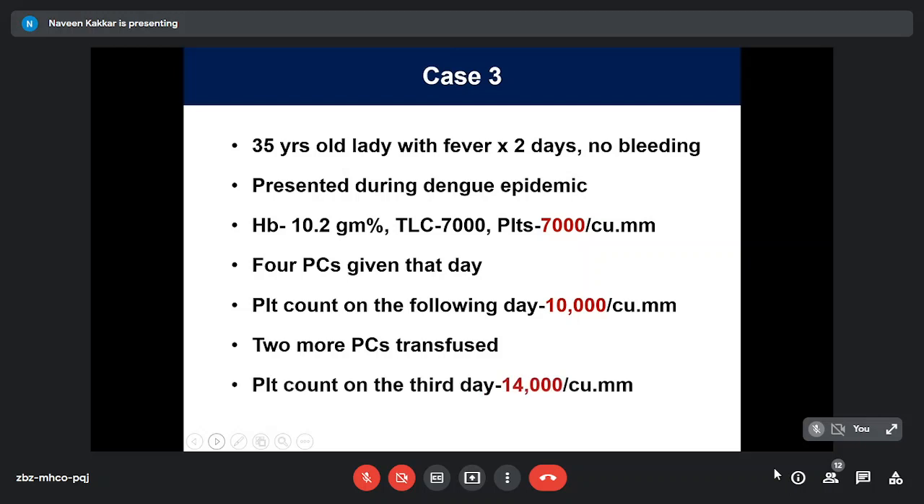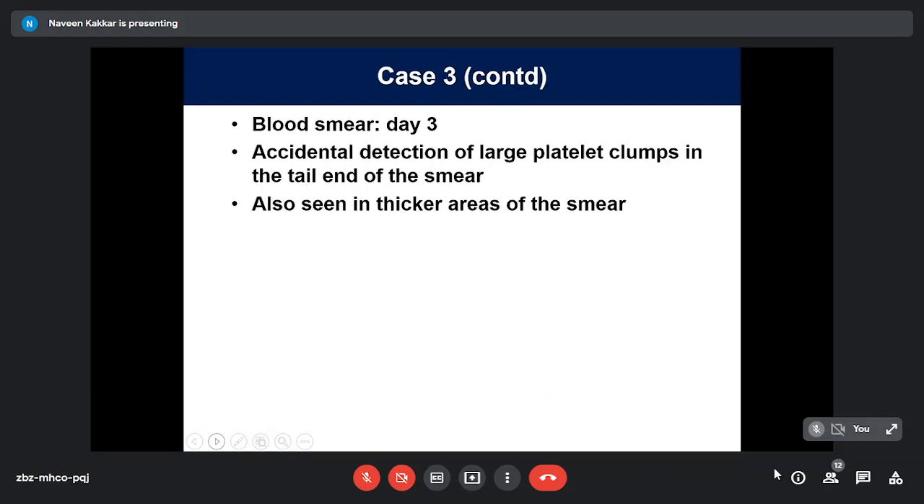Third day, still low. But on the third day, one of our senior residents brought the smear saying that there are large platelet clumps. So there was an accidental detection of large platelet clumps in the tail end of the smear. This was also seen in the thicker areas of the smear. We looked at the smears of the first 2 days. They had the same clumps that were actually missed, because in the dengue epidemic, everybody was sitting with piles and piles of platelet counts. All they did was put a drop of oil, see no platelets or low platelets, and reconfirm the automated count. That is what happened. So on the third day, luckily, somebody saw this probably at scanner or low power and brought it to our notice.